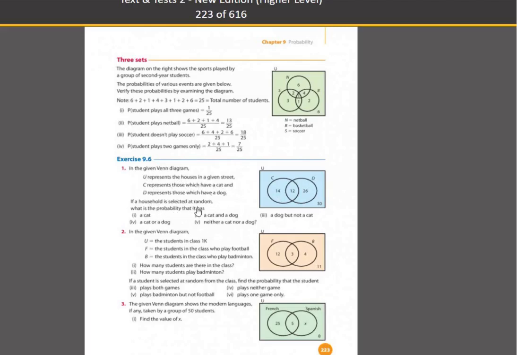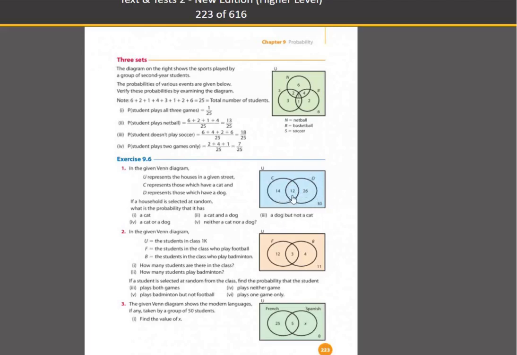If a household is selected at random, what is the probability that that house has a cat? Well, what is the total number of households on the street? You're going to add up these 4 numbers together. So you're getting 26 and 14 together is 40, 52, 82. So there's a total of 82 households on that street.